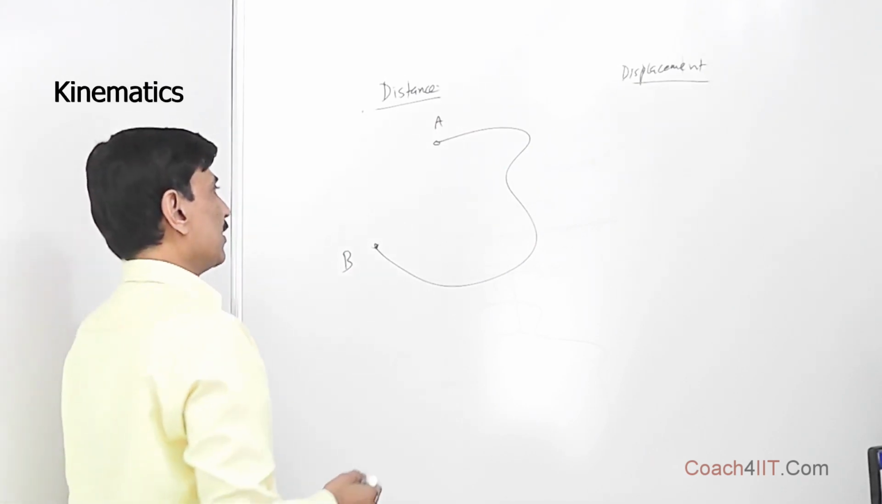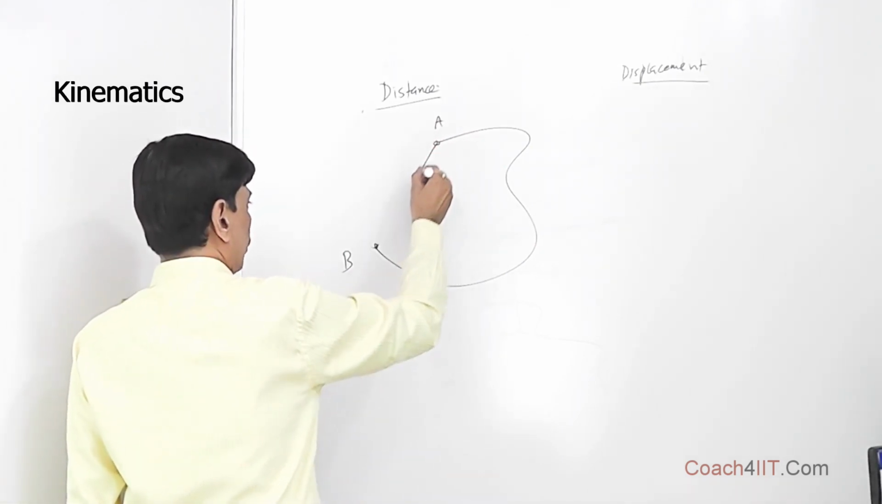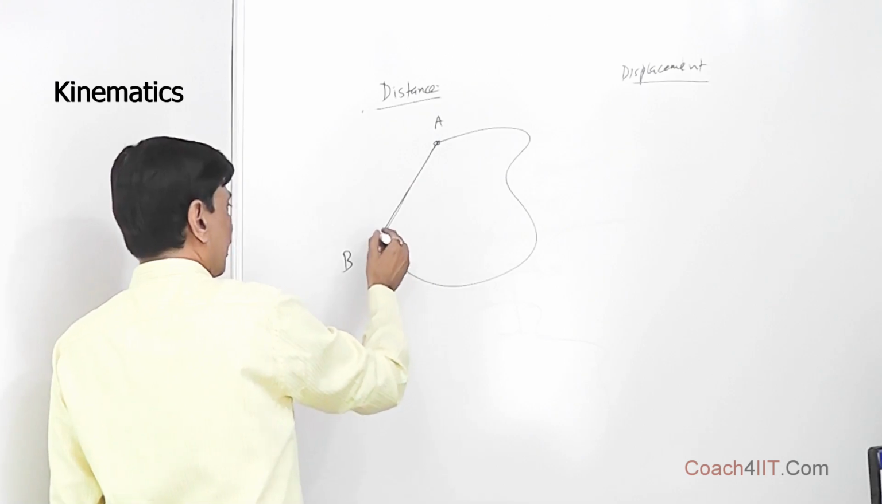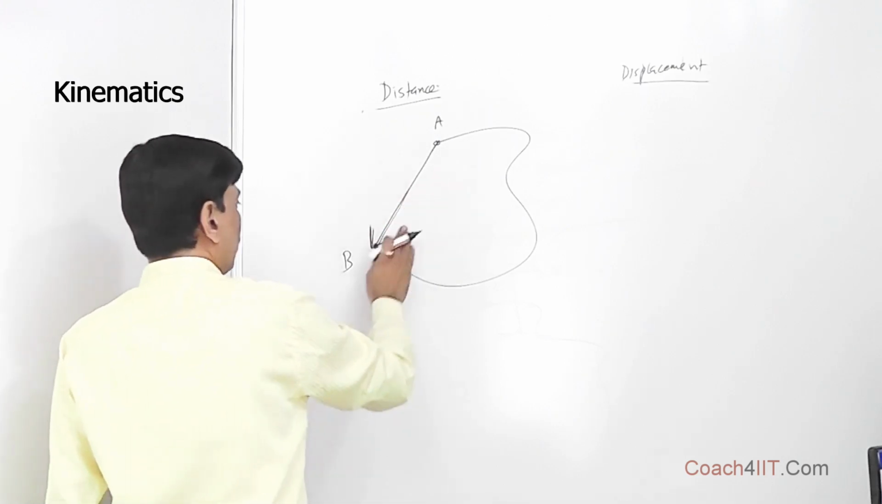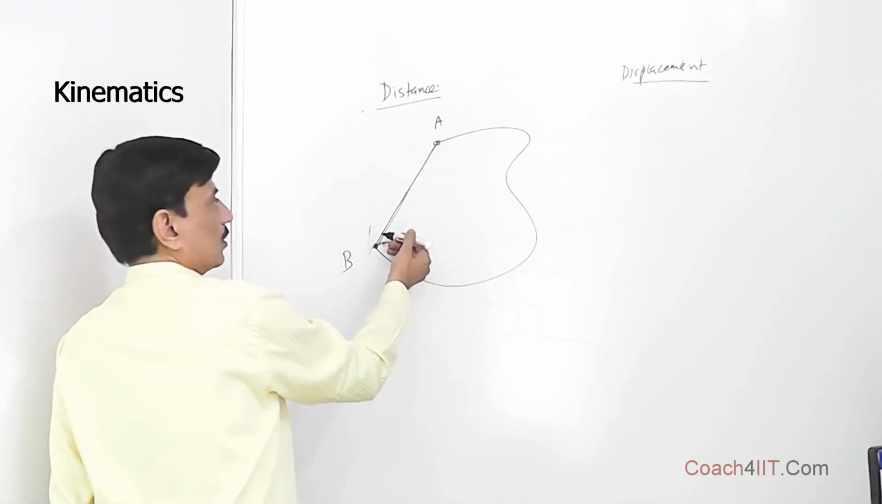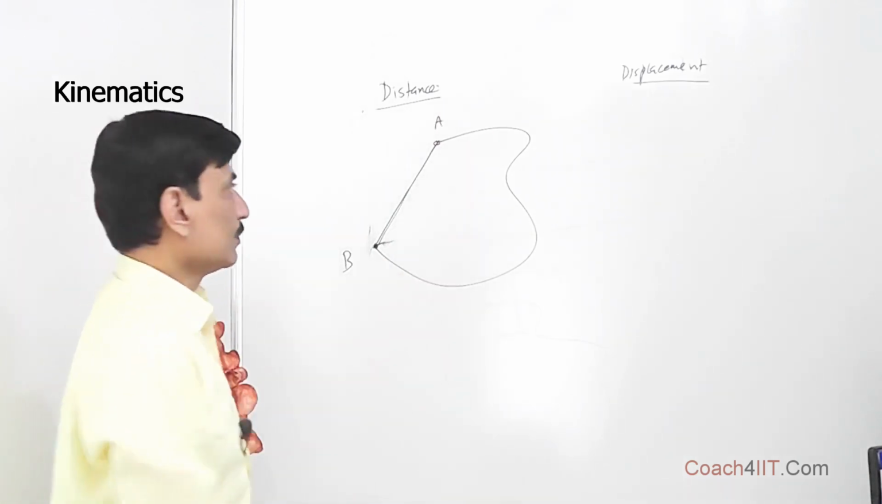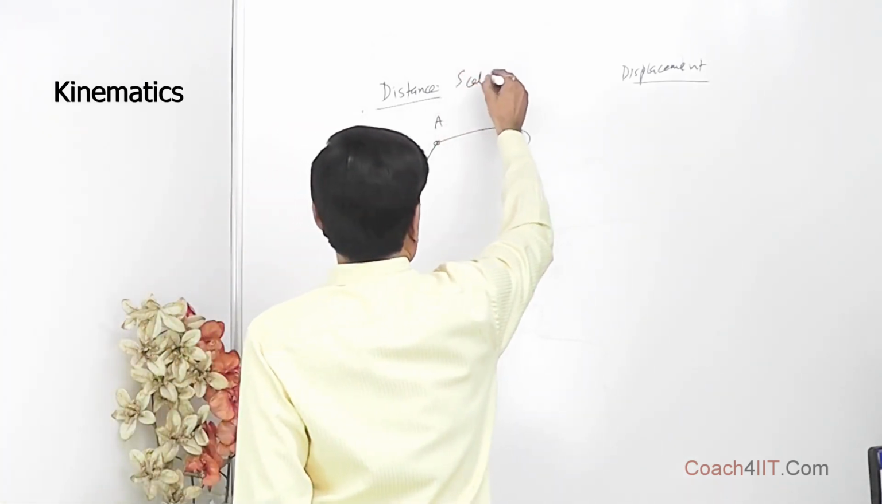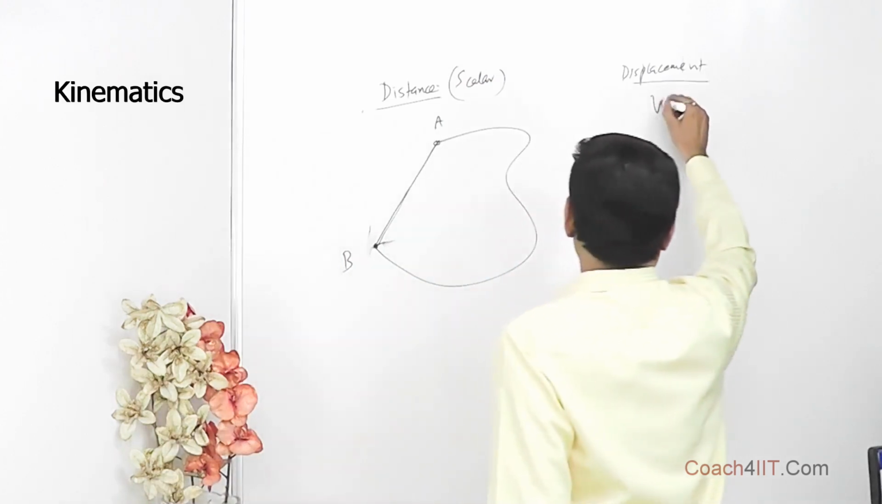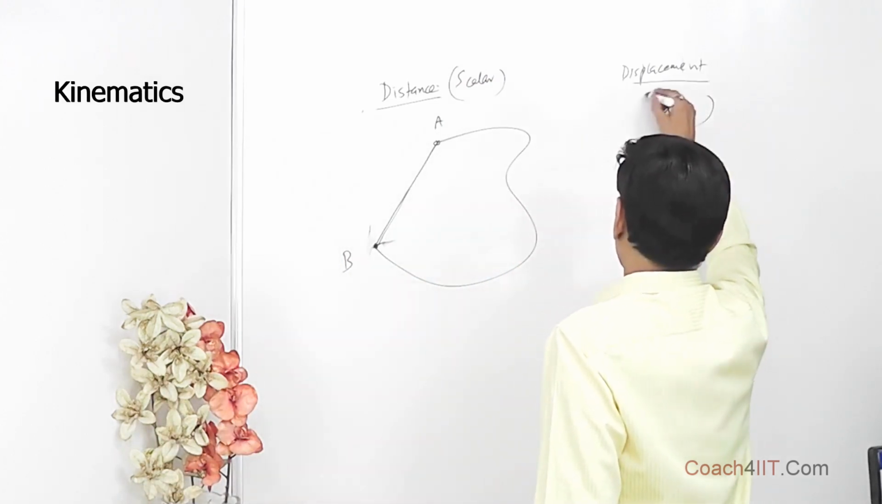When we talk about displacement, it is from initial to final, connected by the shortest path, with an arrow put over it. Simply saying, this is displacement. No, this is not displacement. Displacement is a vector quantity. This is a scalar physical quantity, and this is a vector physical quantity.